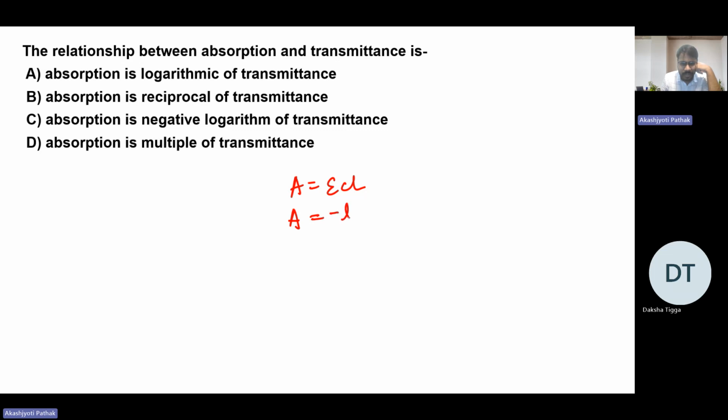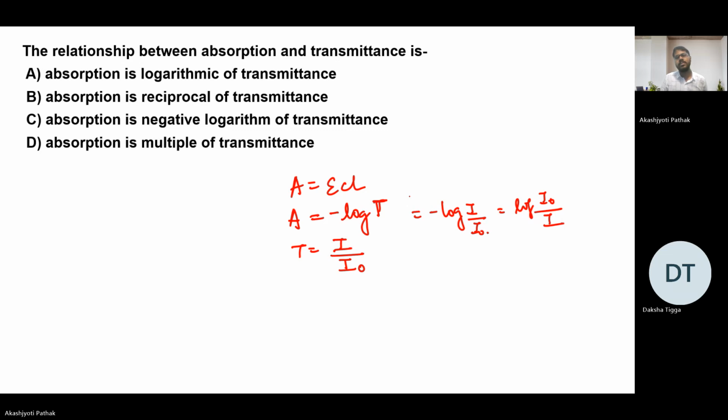So absorbance is negative logarithm of transmittance. Okay, and what is transmittance? Transmittance is the ratio of the transmitted light to the incident light. You can also write it in this form, minus log I by I naught, or you can write it as log I naught by I. Okay. So the answer is, it is negative logarithm of transmittance.